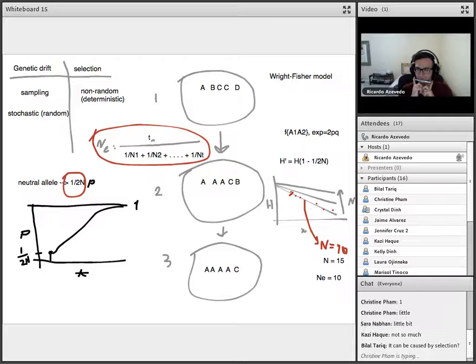Bill Alice says, can it be caused by selection? Just assume that all of them are neutral alleles. So let's say that they have no selective advantage or disadvantage. So is heterozygosity purely based on neutral alleles? So if they disappear, it doesn't matter really. Recombination, Christine says recombination.